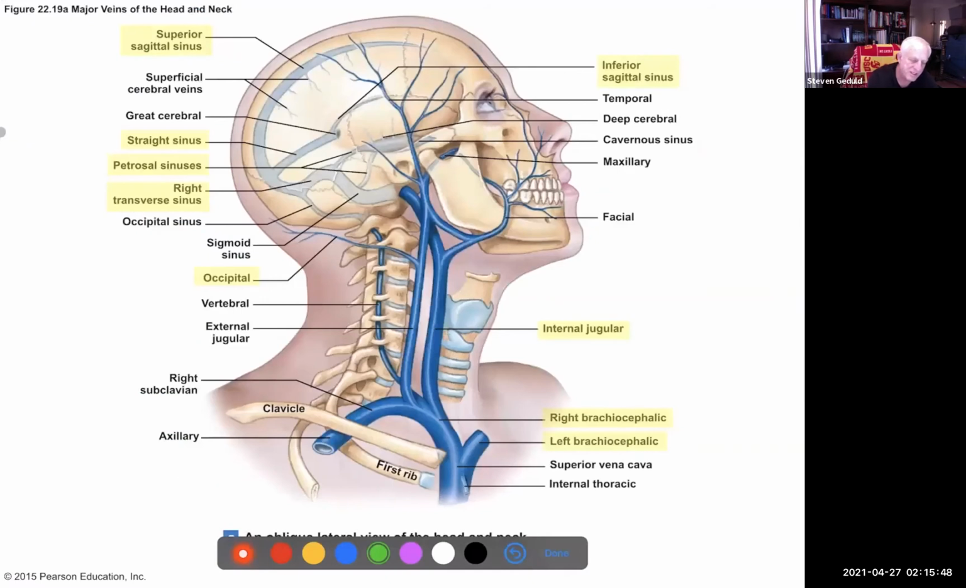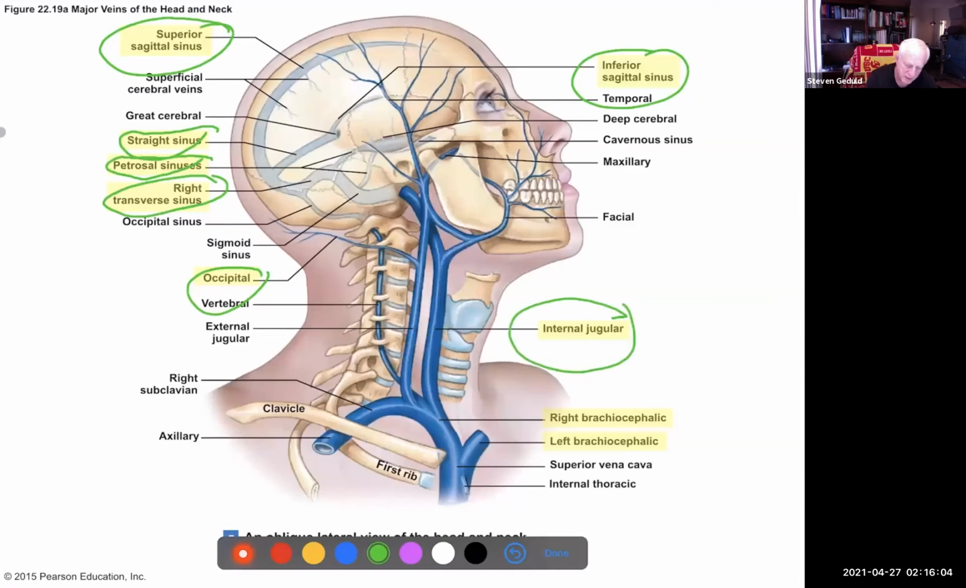So these are the veins in the skull from the cranium. You have your superior sagittal sinus, the straight sinus, the petrosal sinus, the right transverse sinus, and the occipital sinus. And then the inferior sagittal sinus. Then you have your internal jugular vein draining into the right brachiocephalic vein, which drains into the superior vena cava. So all your cranial veins drain into the internal jugular, which drains into the right brachiocephalic, which drains into the superior vena cava.